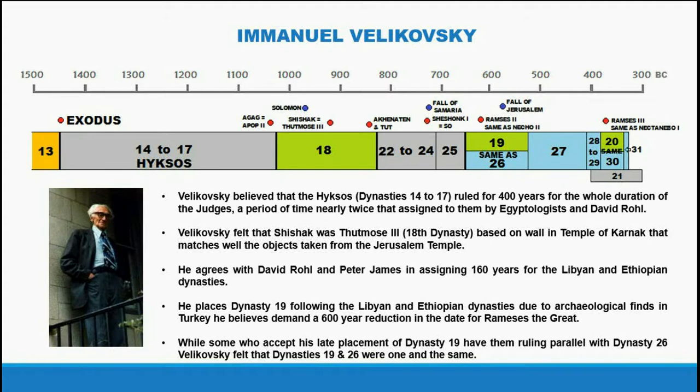Velikovsky also places Dynasty 19 following the Libyan and Ethiopian dynasties due to archaeological finds in Turkey that he believes demand a 600-year reduction in the date of Ramses the Great. While some who accept his late placement of Dynasty 19 have them ruling parallel with Dynasty 26, Velikovsky felt that Dynasties 19 and 26 were actually one and the same dynasty.